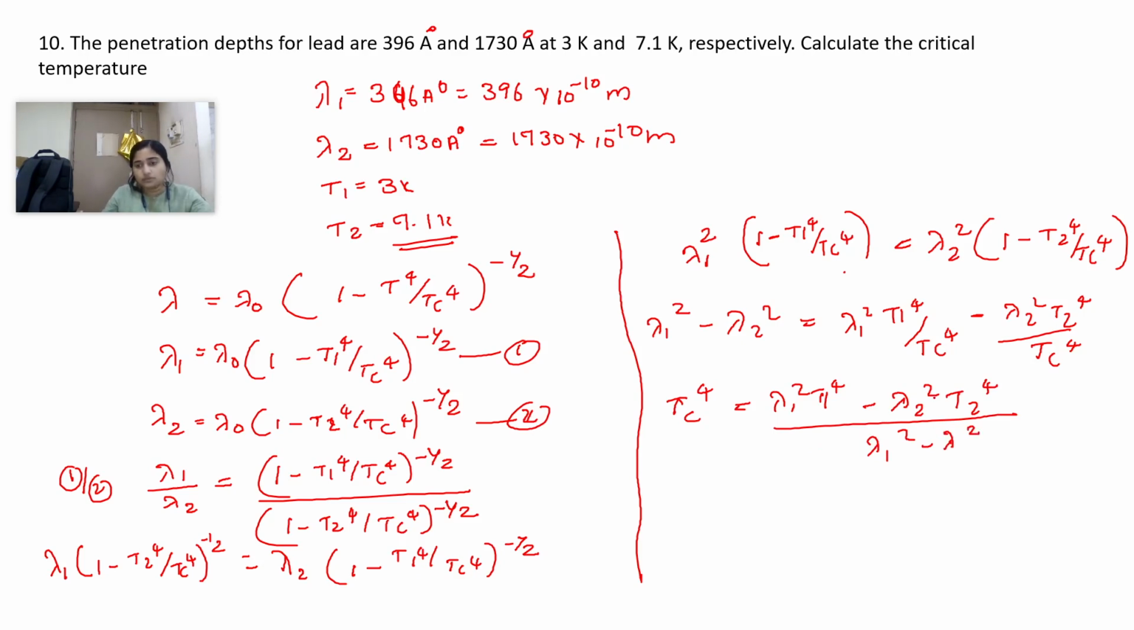Now substitute all the values. Lambda 1 is given, T1 is given, T2 is given, lambda 2 is given. Substitute all the values, you will get the value for Tc power 4, and take the 1 by 4th of it. You will get the temperature, the critical temperature.